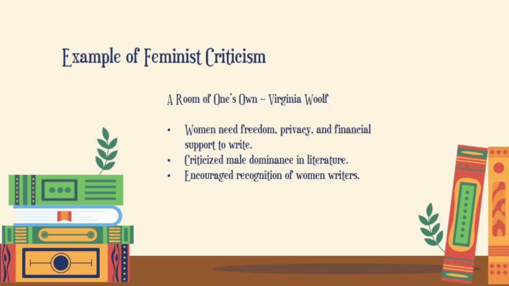One famous example of feminist criticism is A Room of One's Own. It is an extended essay by Virginia Woolf. In this essay, she explains that women need privacy, freedom, and financial support in order to create creatively. She also criticized how women were limited by society and how male writers were more recognized than female writers. This work became important because it encouraged equality in literature.